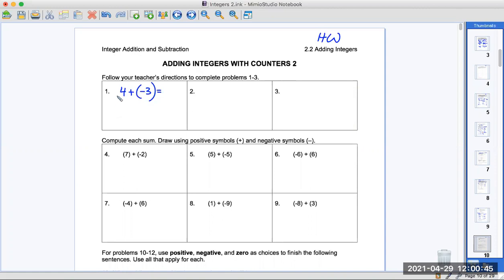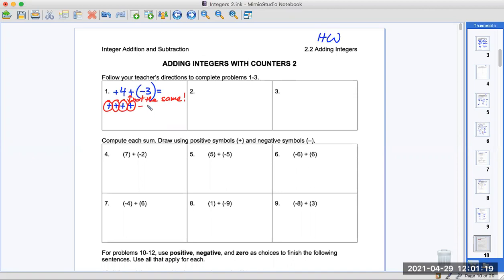Okay, so start with the 4. That's a positive. 1, 2, 3, 4. This is not the same as that. So I'm going to make clear these are not the same. Put an exclamation mark. These are counters. This is an addition sign, not counters, okay?